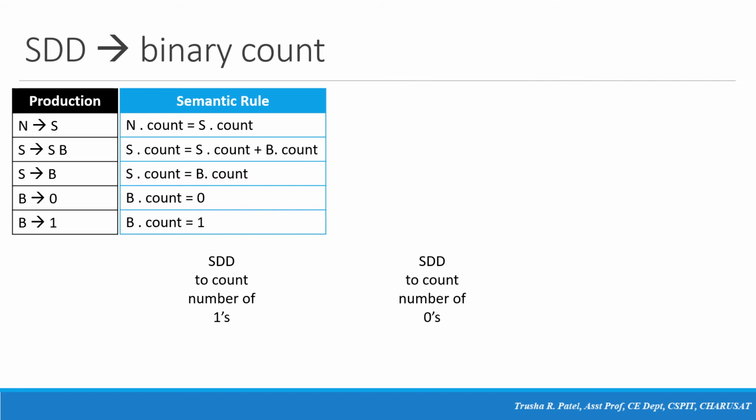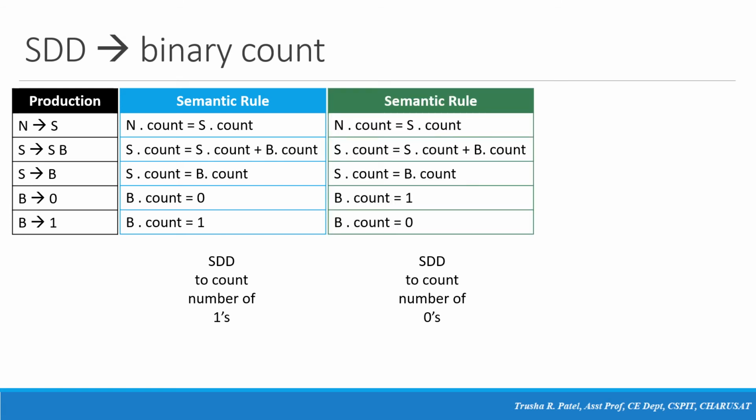Now, using the same grammar, if I implement an SDD which will count the number of 0s, in the entire semantic rule there will be a small change. B.count equals 1 for the production B gives 0, while B.count equals 0 for the production B gives 1. So we are just incrementing the counter whenever a 0 is encountered, and keeping the counter as 0 if a 1 is encountered.